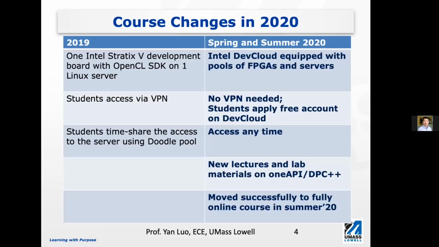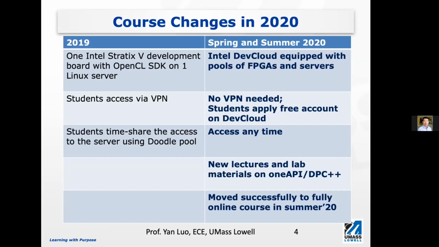So I want to just describe the changes I have made in the 2020 year. In past offerings of this course, I used an Intel Stratix 5 development board with the OpenCL SDK, and I had my TA install the hardware and the software SDK on a Linux server. Also, in the past, students used VPN to access the board. Once they got on the university VPN, they needed to use their own login credentials to log in to this particular Linux server. And they had to timeshare the access, because we cannot afford people compiling or even loading the binary to the FPGA card at the same time.